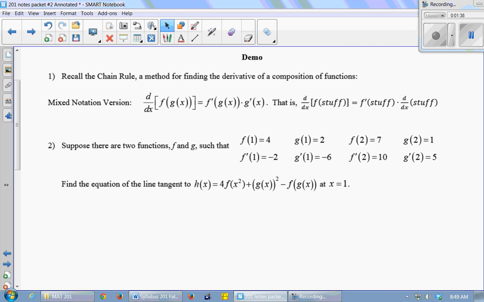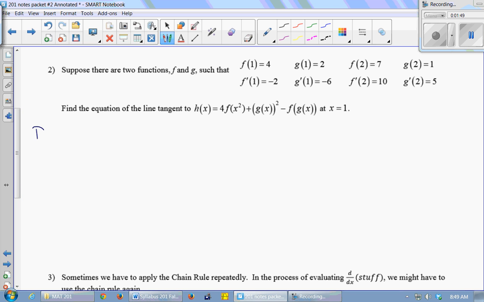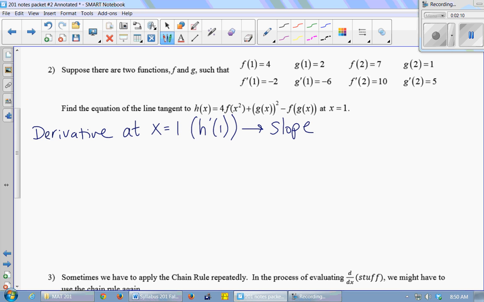So before I even start messing with the ugliness that is h of x, what do you need to find the equation of the tangent line? Derivative. You need the derivative. What does that give us? The slope of the line tangent to the curve at the point. So I need the derivative at x equals 1, right? That is, I need h prime of 1, because that is the slope of the line. Right? I need h prime of 1.